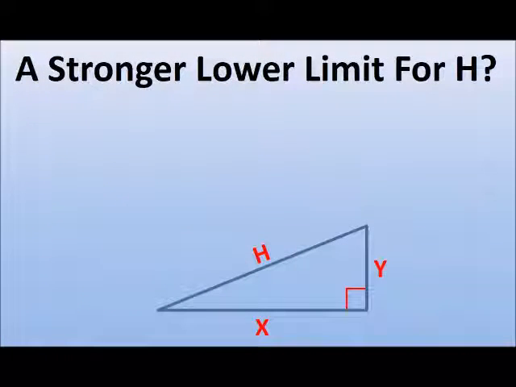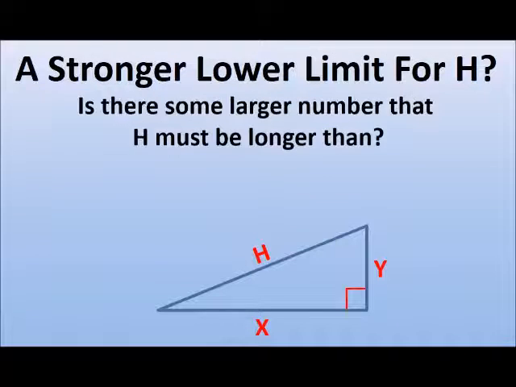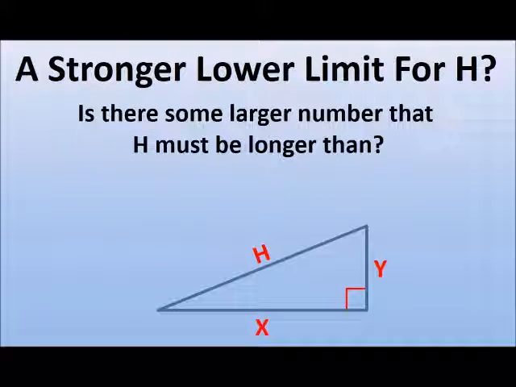The only problem is that 0 is a pretty wimpy lower limit. In other words, can we find another lower limit that's bigger than 0 that h should also be larger than? If you haven't already figured this out, you might want to pause and ponder here.